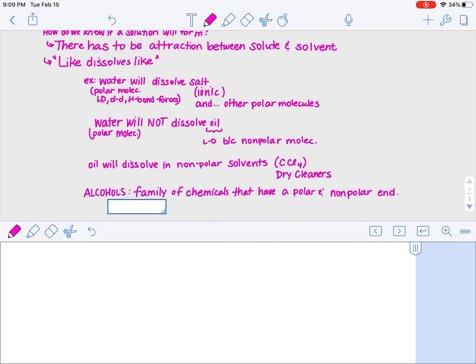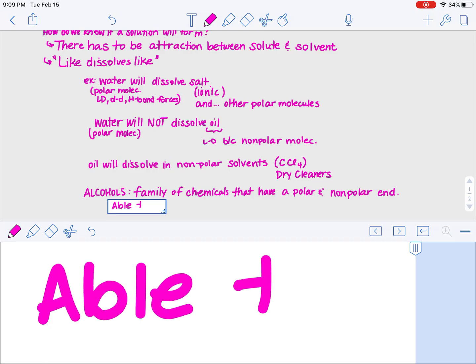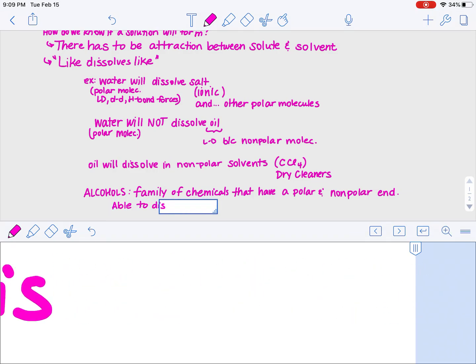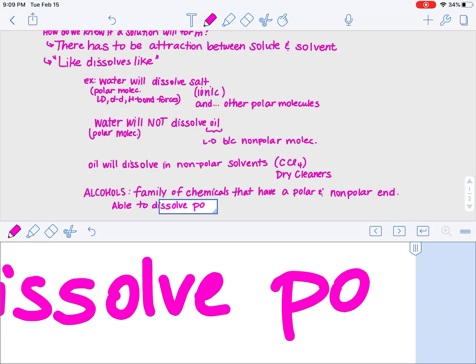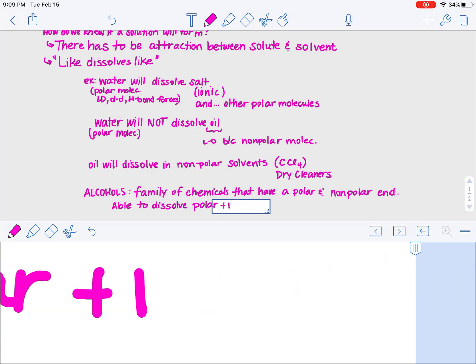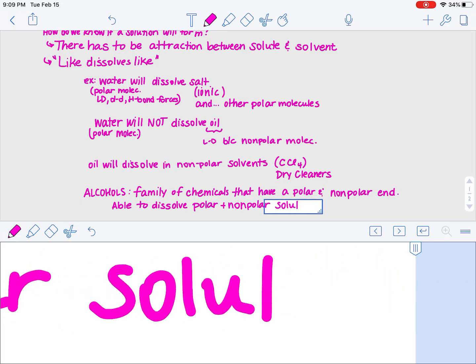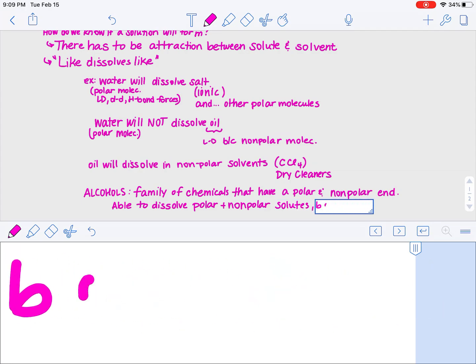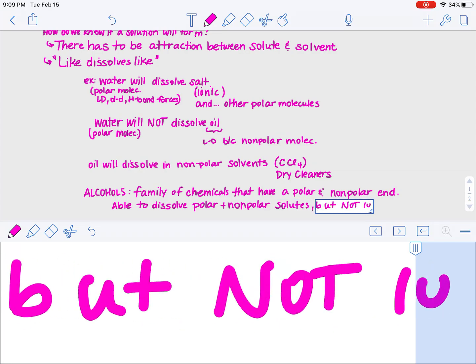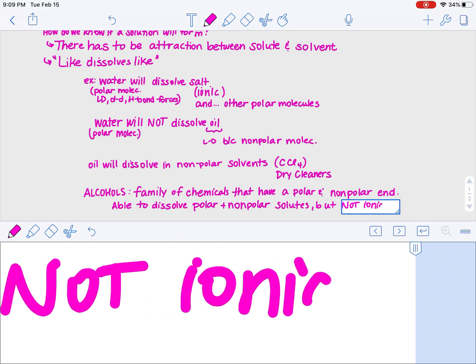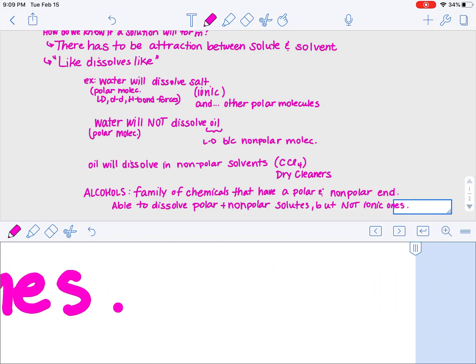but they can't dissolve ionic solids. Let's write that down. They are able to dissolve polar and nonpolar solutes, but not ionic ones. The dipole forces in an alcohol are too weak to be able to attract and then detach the cations and the anions from the crystalline solids.